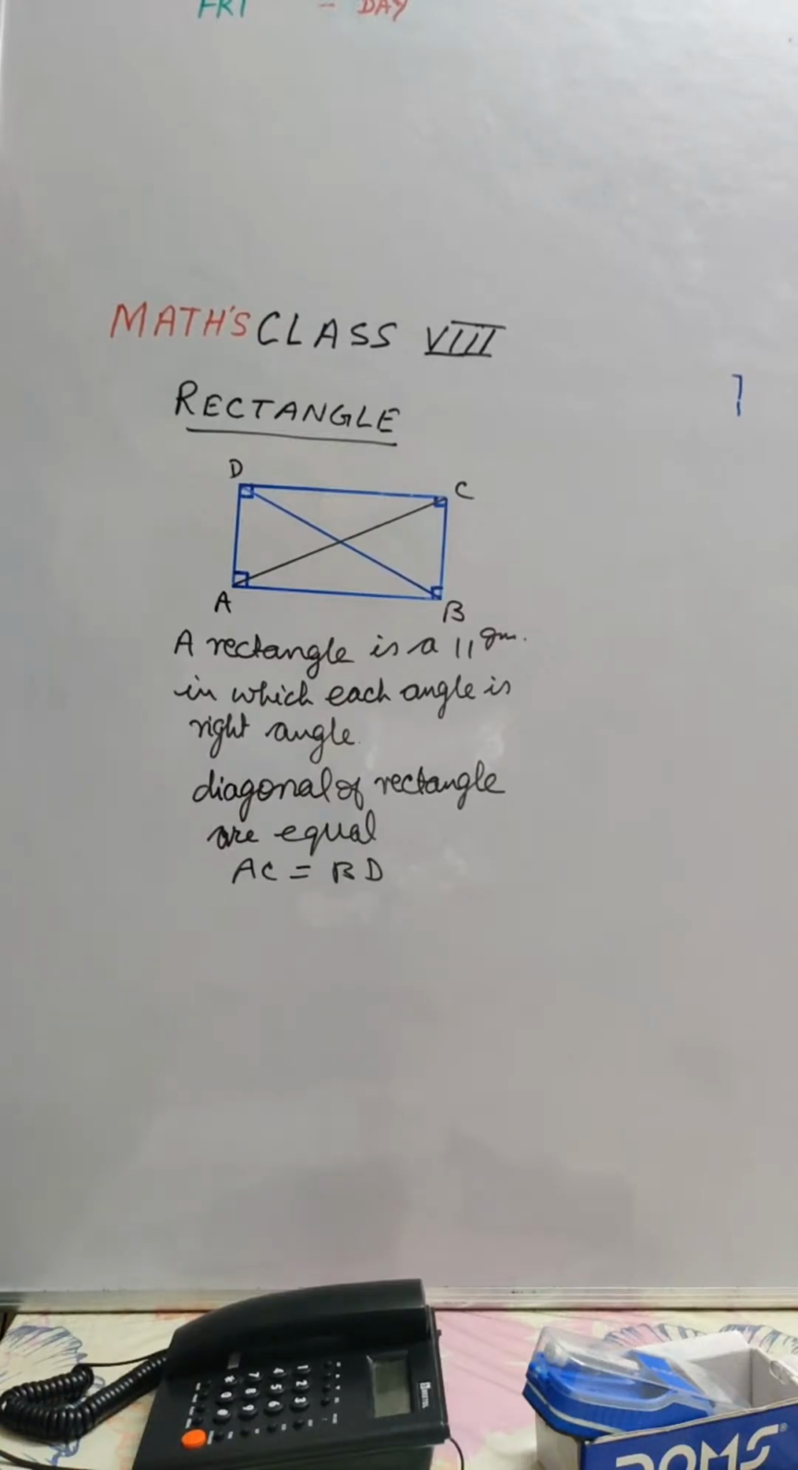Now, we shall have some problems. कुछ प्रॉब्लम्स हम रखेंगे. The diagonals of a rectangle are of equal length. This shows that the diagonals are of equal length.